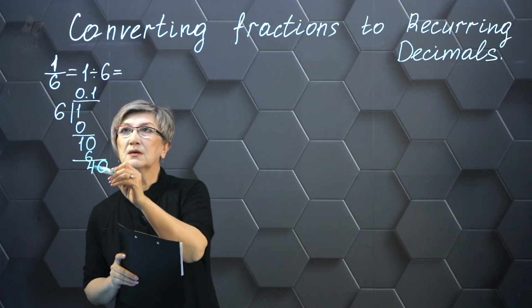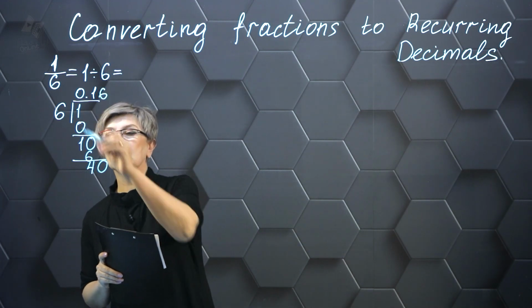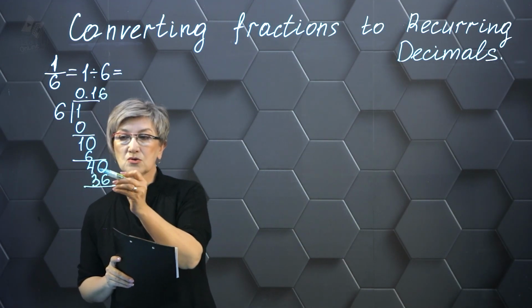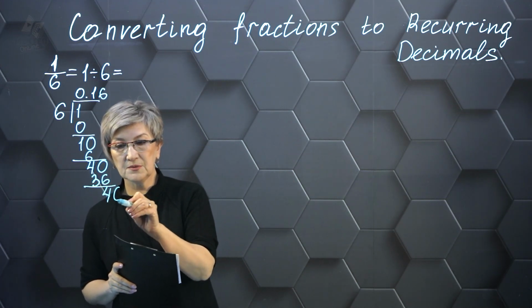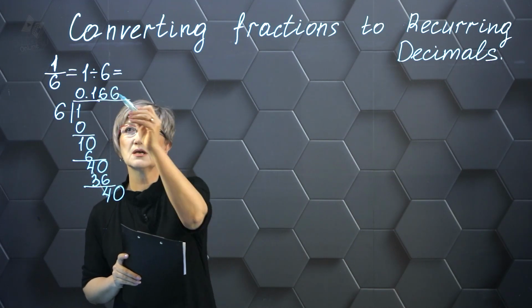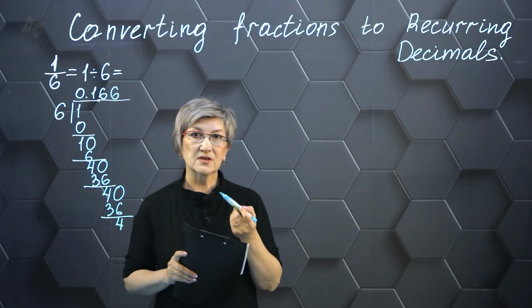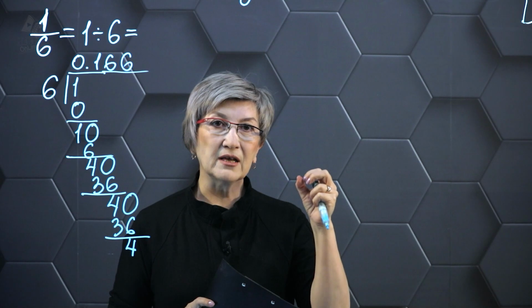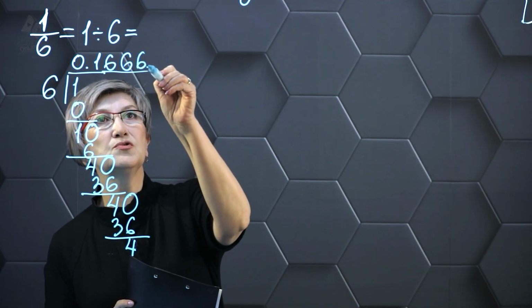We add a 0. 40 divided by 6. Take 6 each. 6 times 6 is 36. 40 minus 36 leaves 4. Add another 0. 40 divided by 6. One more time, 6 times 6 is 36, and we can see we're back to 4. If we add 0 and divide each time, 40 by 6, we're left with a remainder of 4. So I can say that 6 will be repeated many times.